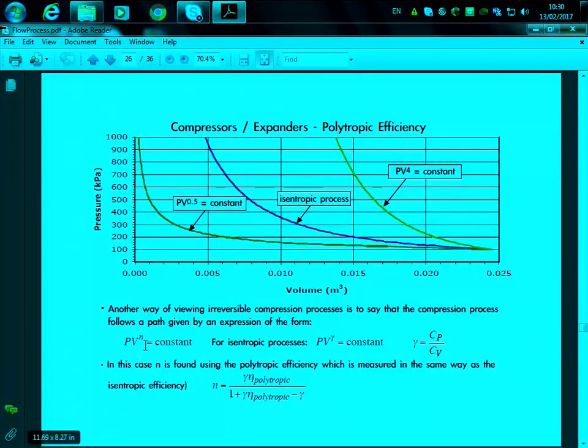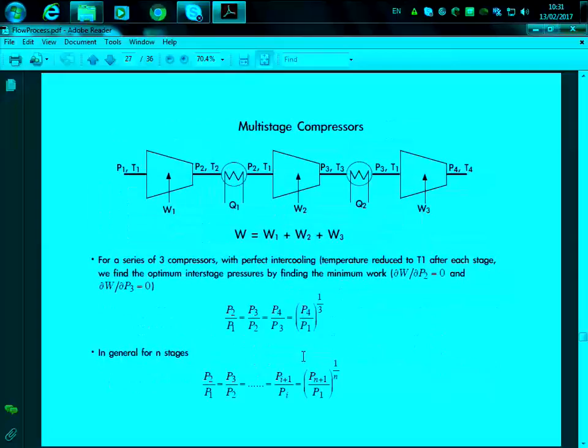So now let's have a look at multi-stage compressors. Again, I think that asking you to calculate a multi-stage compressor by hand could take you the whole semester, but really you need to know what the key things for multi-stage compressors are, right?